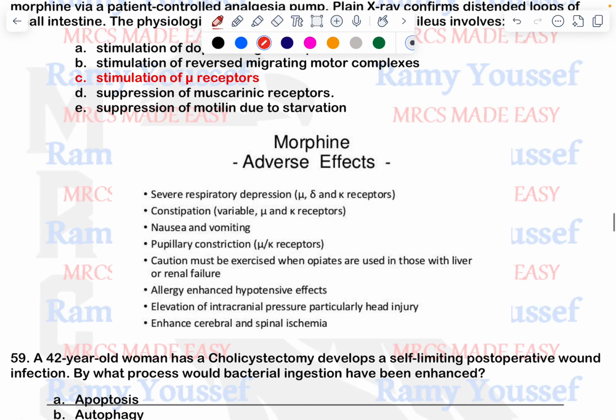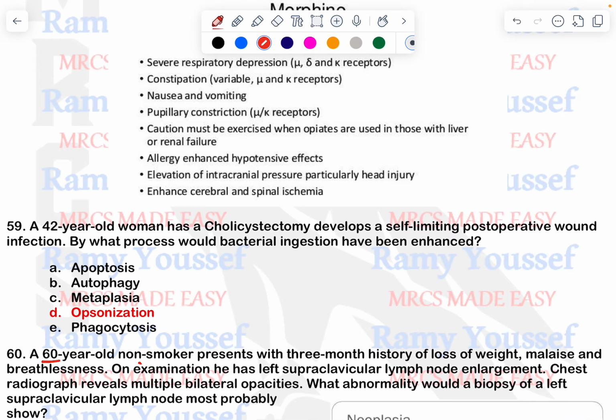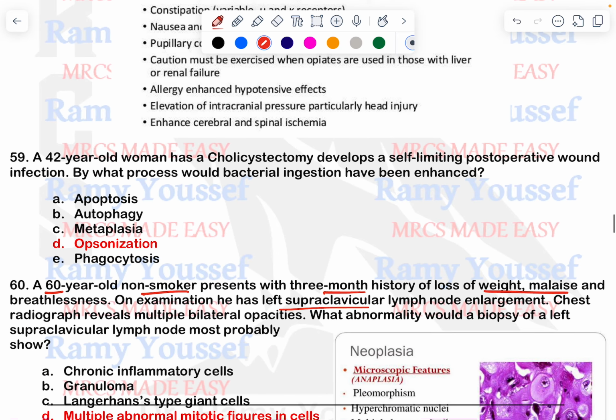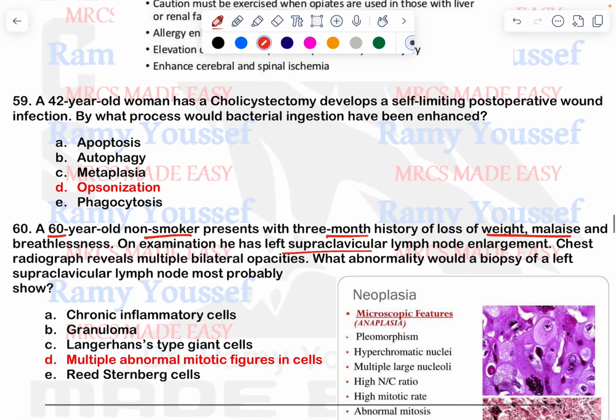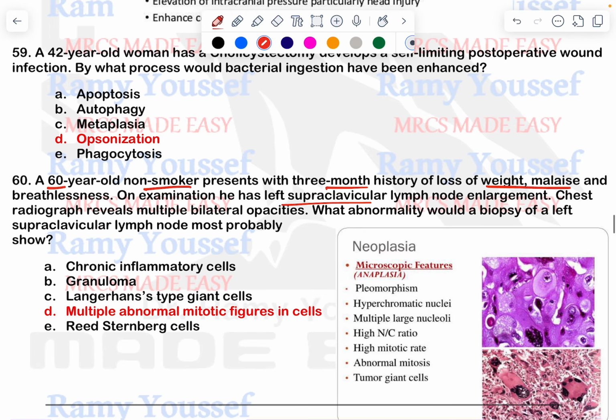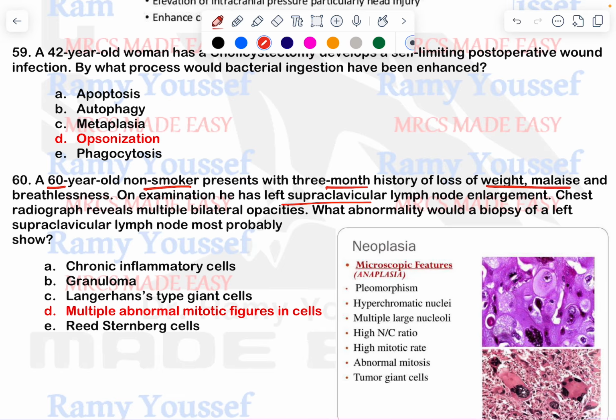A 60-year-old non-smoker with a 3-month history of weight loss. On examination, a left supraclavicular lymph node; chest X-ray reveals multiple bilateral opacities. Which abnormality would biopsy of the left supraclavicular lymph node probably show? So this is malignancy, mitosis and all that. Multiple abnormal mitotic figures. Microscopic features of anaplasia: pleomorphism, hyperchromatic nuclei, multiple large nuclei. So this is about malignancy.